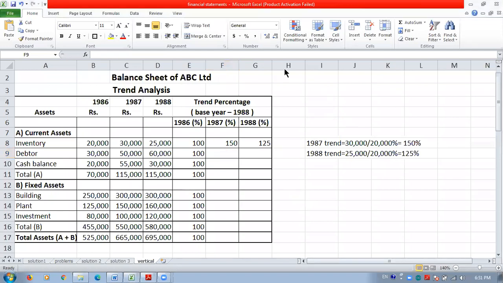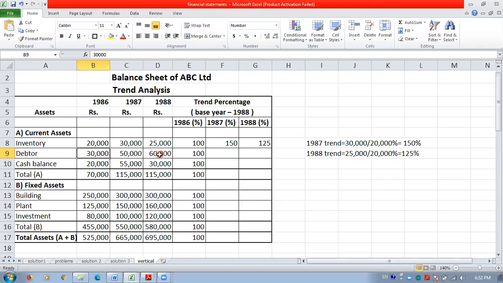Yes, it is 30,000 because 30,000 is the first year. In case of these 3 years, 86, 87, 88, the first year is 86. So all the time we are going to take the 86 figures as a base year. That's why we put here 100, because all the time it is the base year. Based on this 86 we are calculating the trends for 87 and trends for 88.